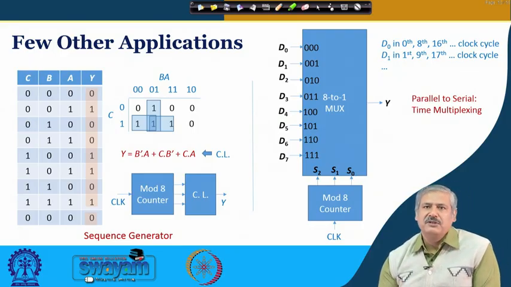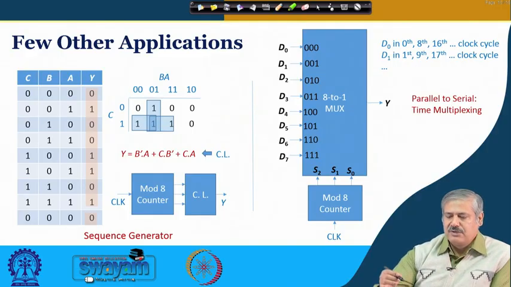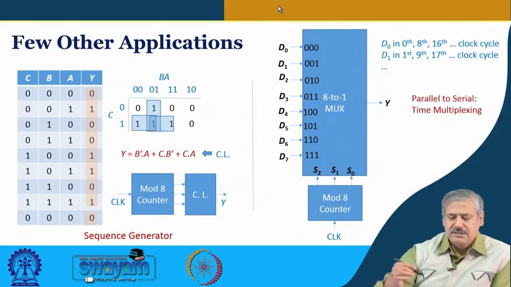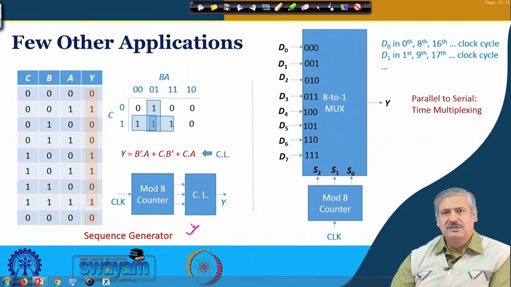And there can be a few other uses of counters, where we can see that a counter can be used, in this example, as a sequence generator. So, how is it? The sequence generator we had seen before using shift registers, mostly shift registers and also linear feedback shift registers, and that is also a version of a shift register.